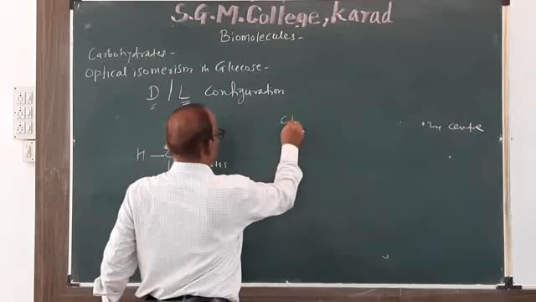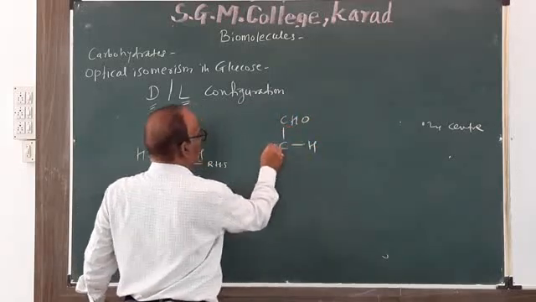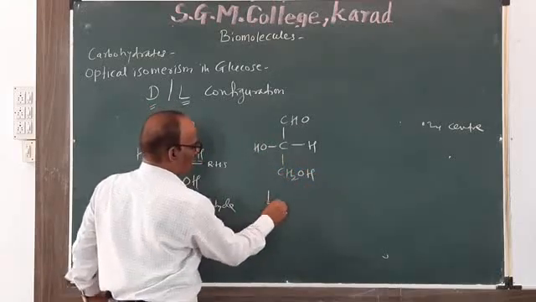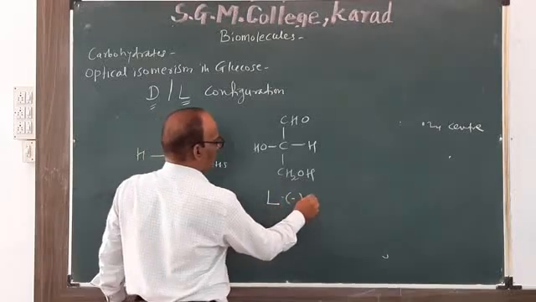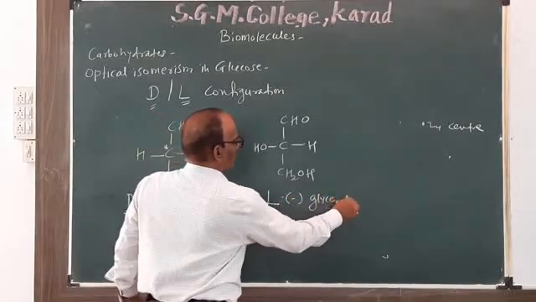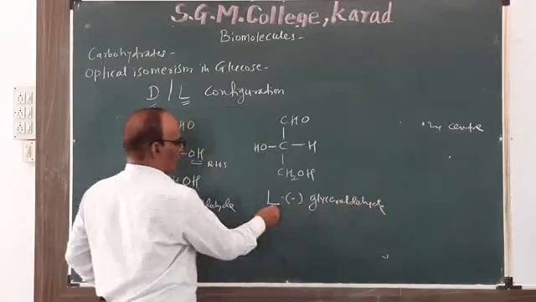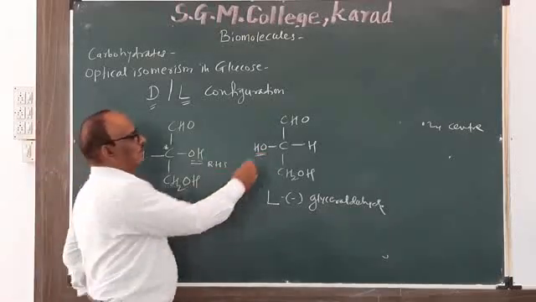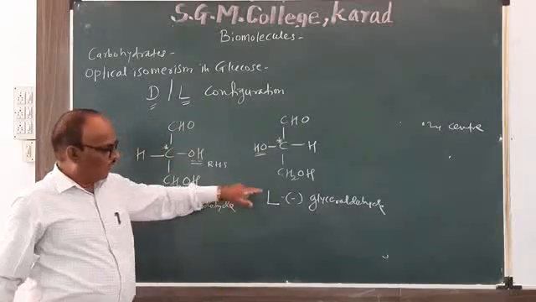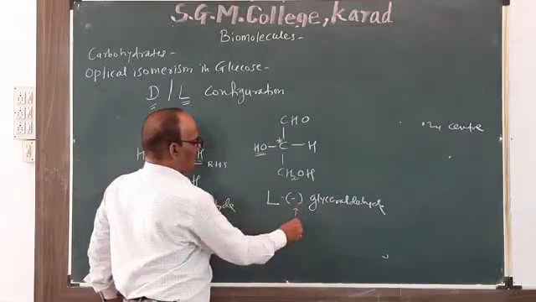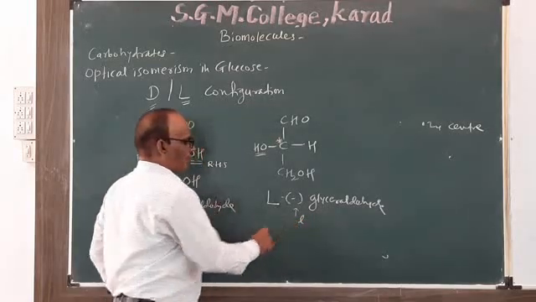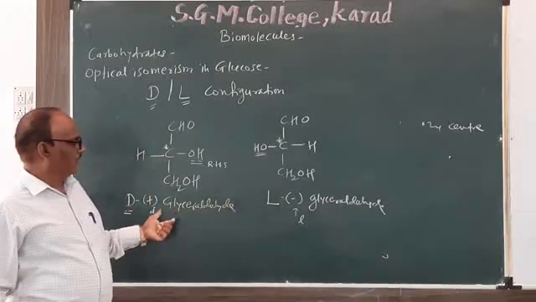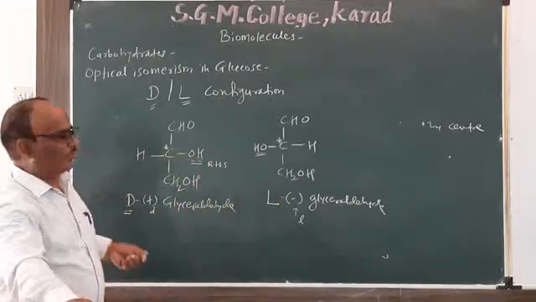Then the second isomer of this compound: if we take OH on the left hand side, then this structure is denoted as L, L minus glyceraldehyde. Here L means the OH group is present on the left hand side of this chiral carbon atom, and minus indicates this compound is a levorotatory, small l. Minus represents levorotatory, and plus or d represents dextrorotatory. So this is an example of glyceraldehyde.